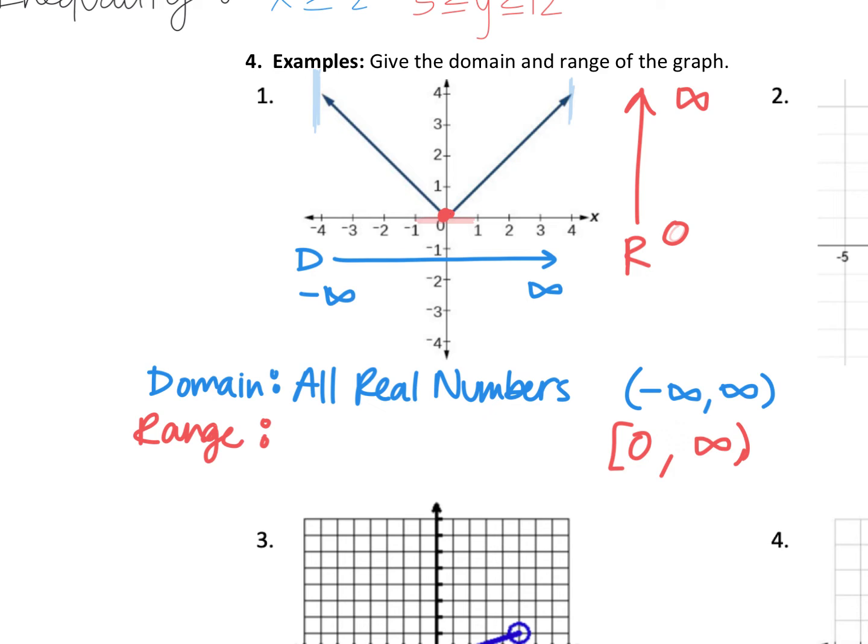To write this as an inequality, this is what you've done in Algebra 1, we'd say the y values are at 0 and higher. So that's the same thing as saying y values greater than or equal to 0. You will be expected to write it in both ways.